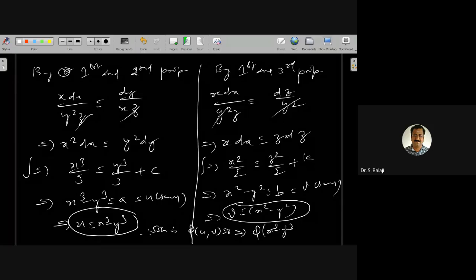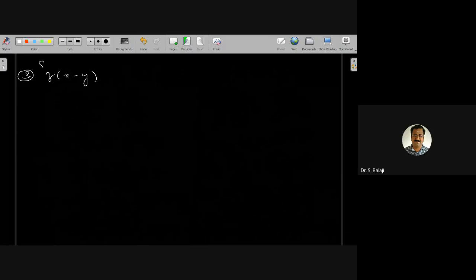Therefore, the solution is phi of u comma v equal to 0. Implies phi of x cube minus y cube, x square minus z square, equal to 0. Just a minute. Next problem: solve z into x minus y equal to p into x square minus q y square. Sorry, not x square y square: p x square minus q y square.